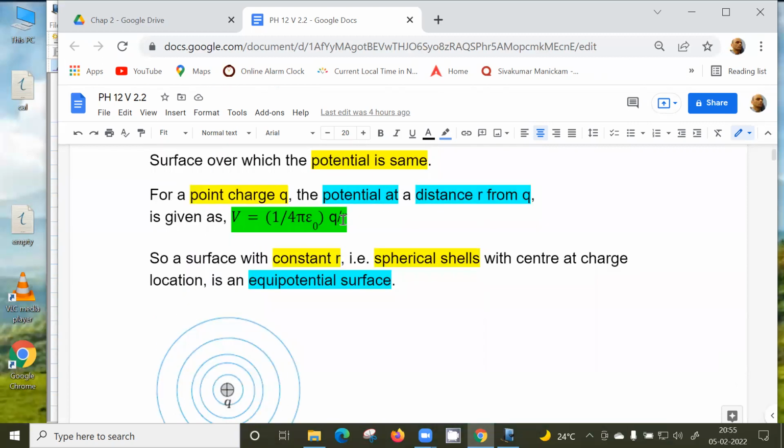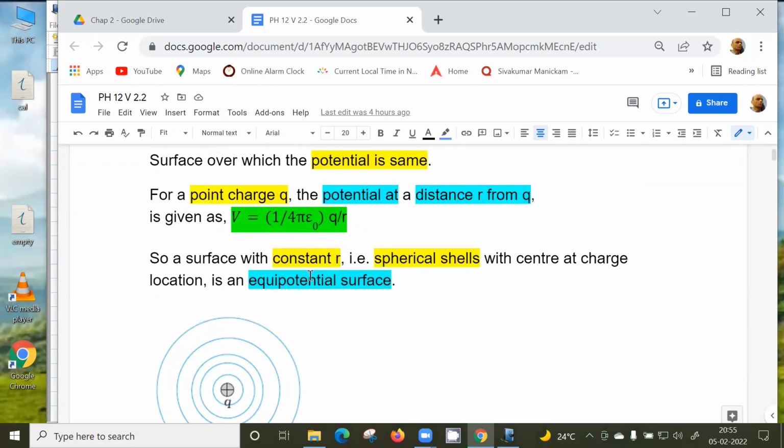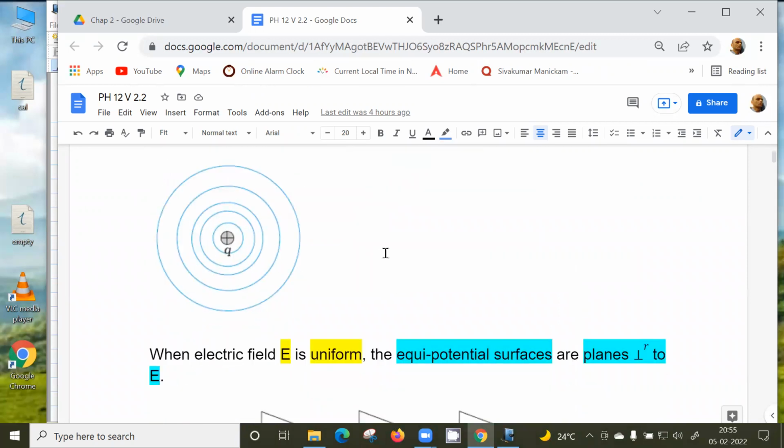Another way to think about it: potential is 1/4πε q by r for a point charge, depending only on r. For all the points on the spherical shell, it's not a circle, it's not a ring, it's a spherical shell. You can visualize that. All the points on the shell will be the same distance from the point charge, so they all have the same potential, whatever the radius. So the spherical surface is an equipotential surface.